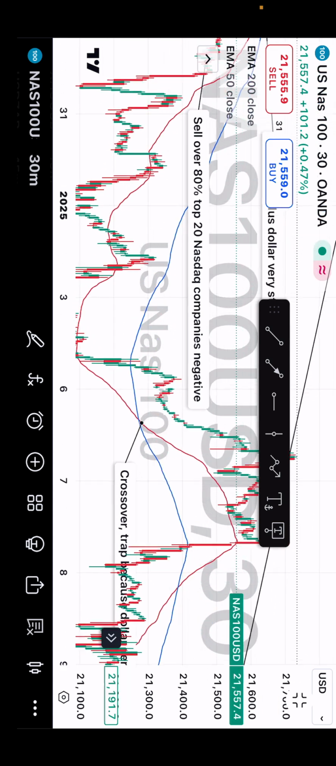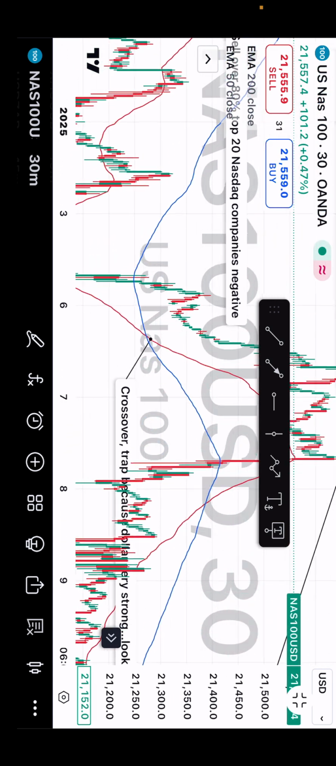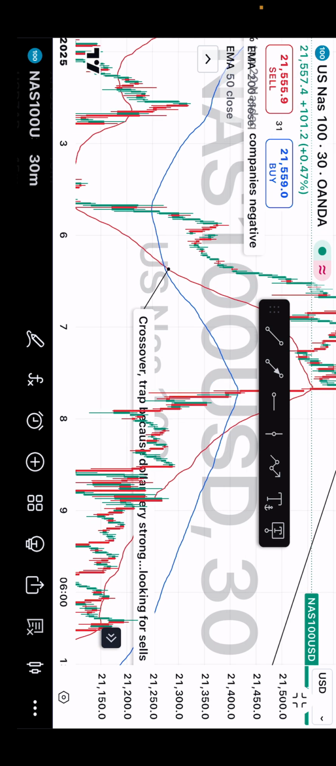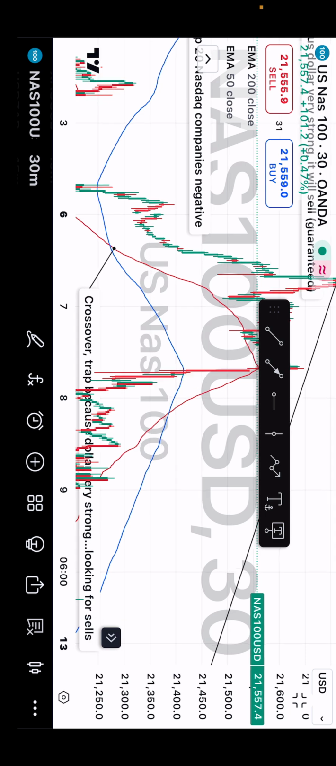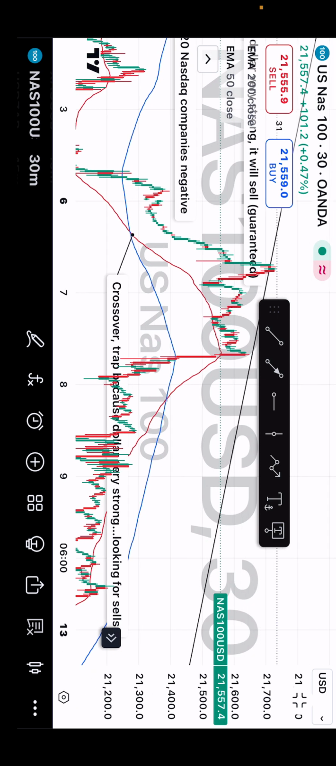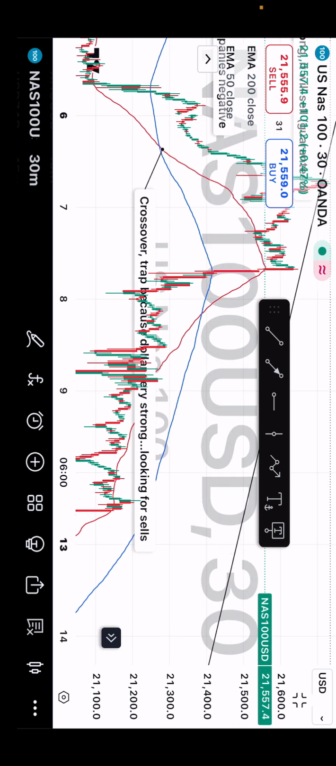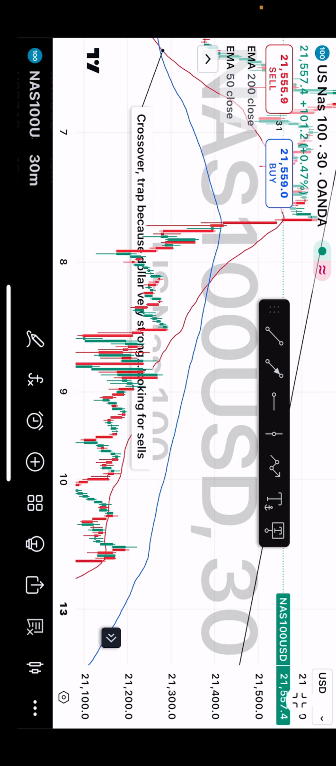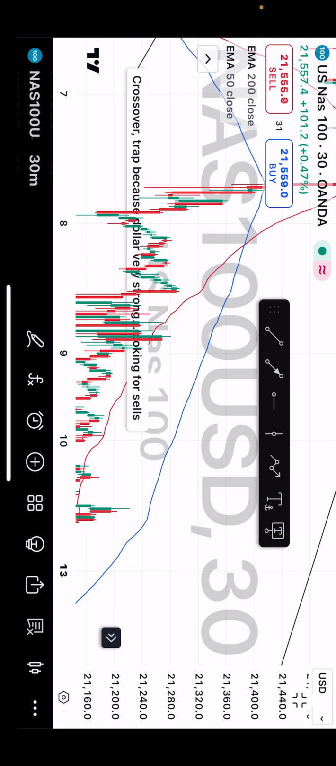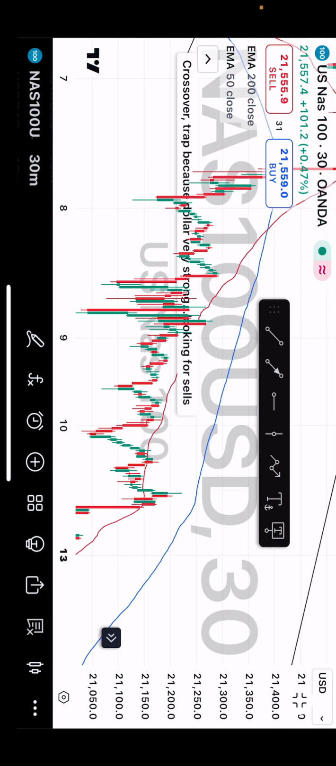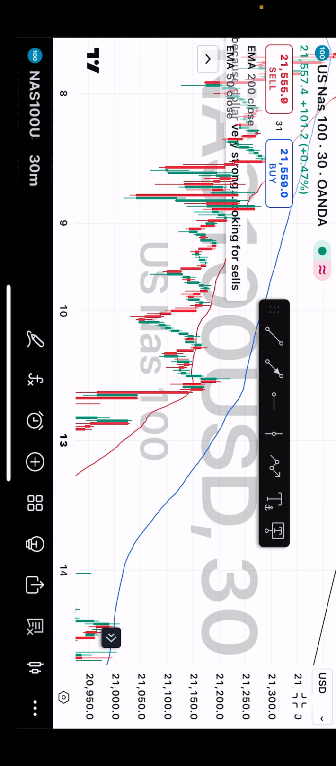And then Nasdaq came and tricked us again. How did it trick us? It gave us a crossover. This was a trap because the dollar was still very strong and we were looking for sales. This is where your mentor started drawing trend line breakout. Then look what happened. Crossed over again to the downside. Then it started consolidating because this was NFP week.